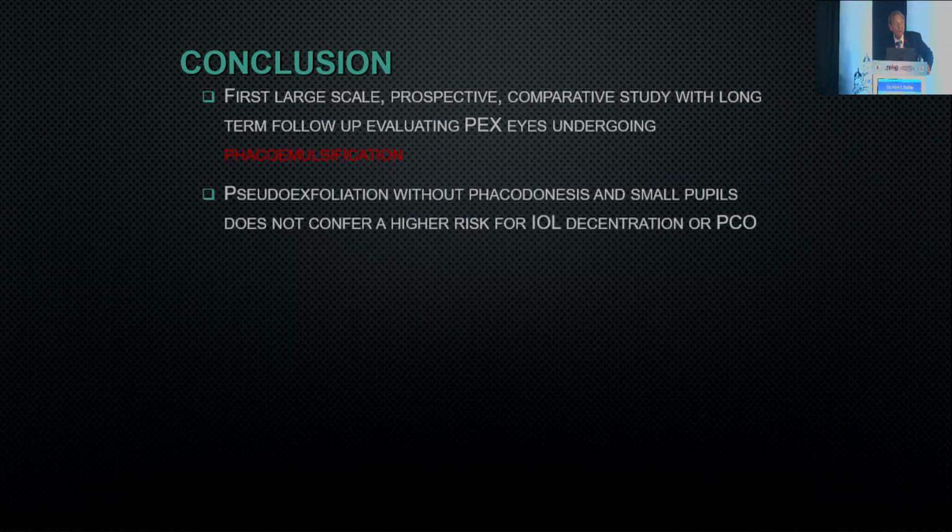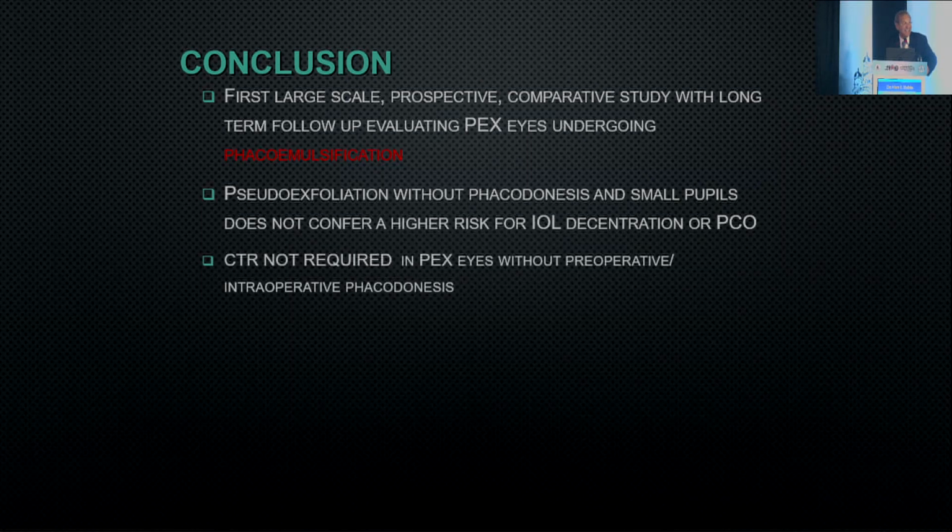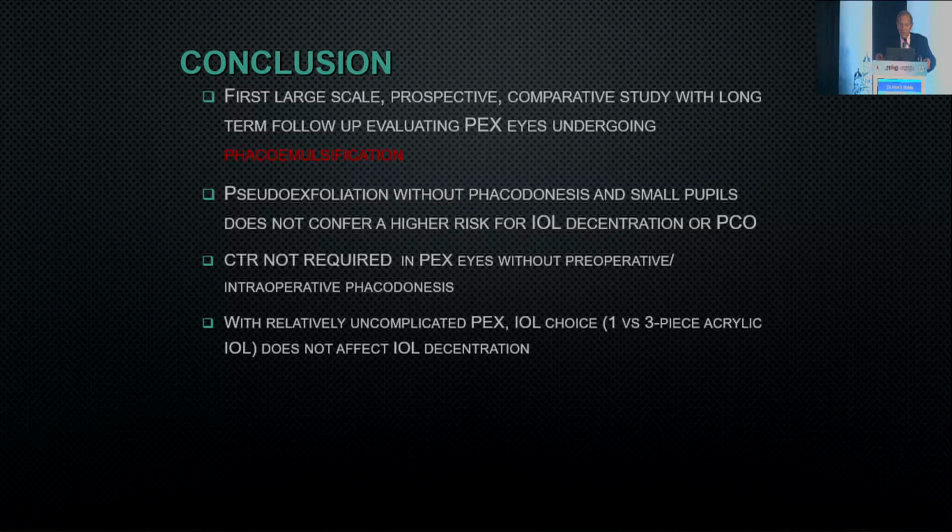In eyes who have at least a 3 millimeter pupil without phacokinesis and do not have a higher risk of IOL decentration or PCO, a CTR is not required, with or without intraoperative phacokinesis. And IOL choice, one or three pieces, it doesn't really matter. You can have a one piece or 3 piece, it doesn't really matter.